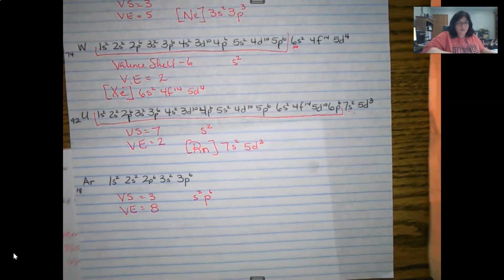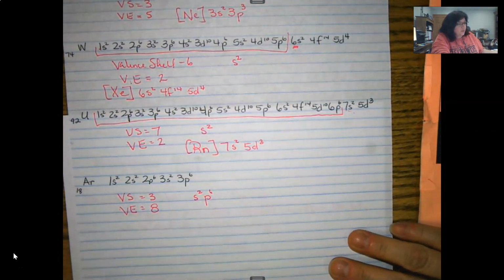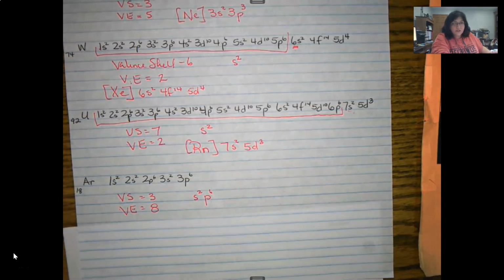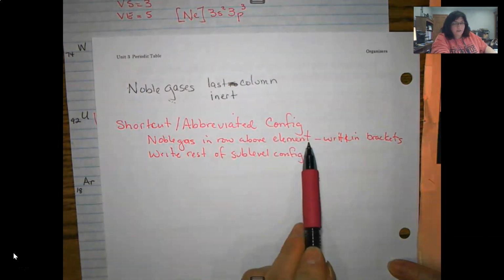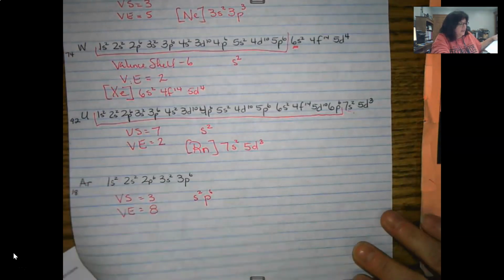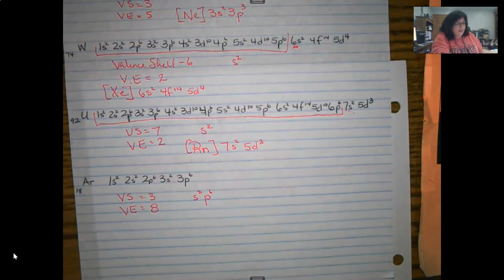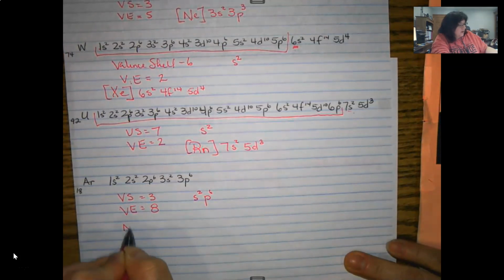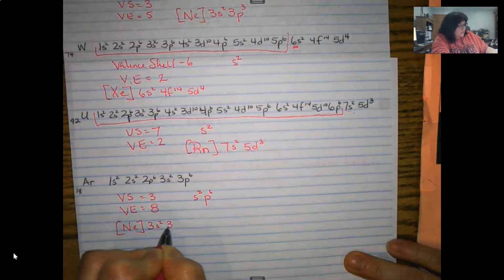Now you're probably asking, well, what about the noble gas? Can I just write argon in brackets? Nope, because if you think about the instructions, it's the noble gas in the row above the element. Argon is not in the row above the element. Neon is in the row above the element. So argon would be neon 3s2, 3p6.